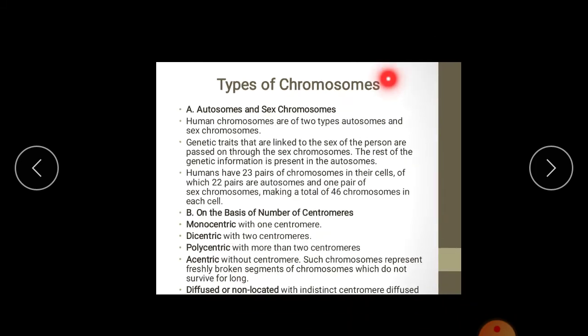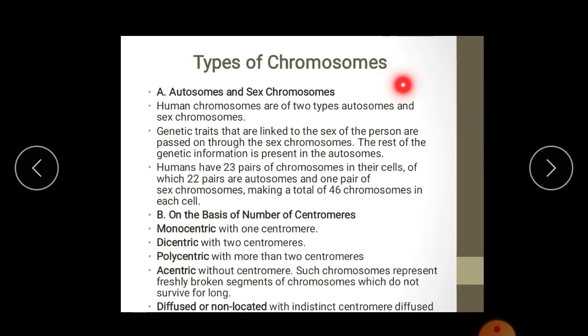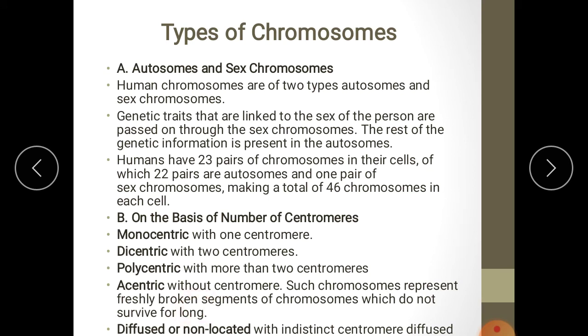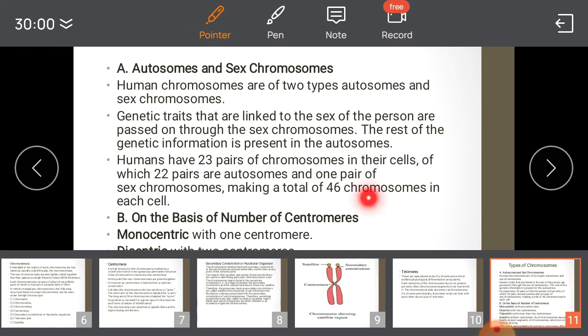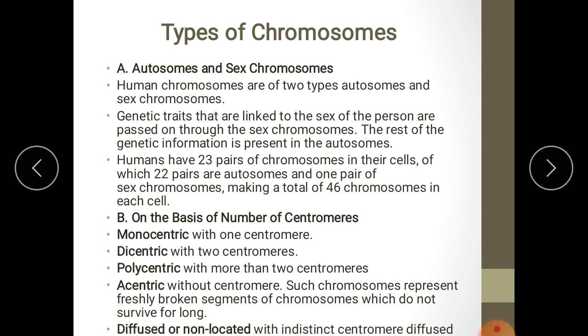Then diffused or non-localized, with an indistinct centromere, the diffuse type.